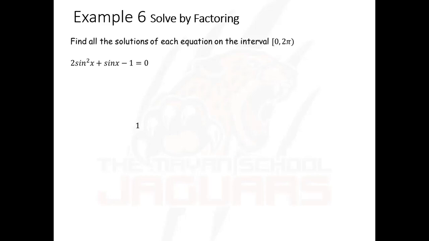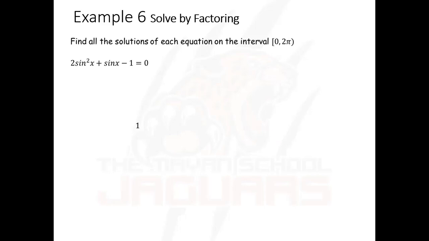So if you notice, in this case, it's not possible to use GCF. There is nothing in common between the three terms in the equation. The equation is already equal to 0, and I notice that this equation looks like a typical quadratic equation. Forgetting about the sine square of x and the sine of x, it looks like u squared plus u minus 1.